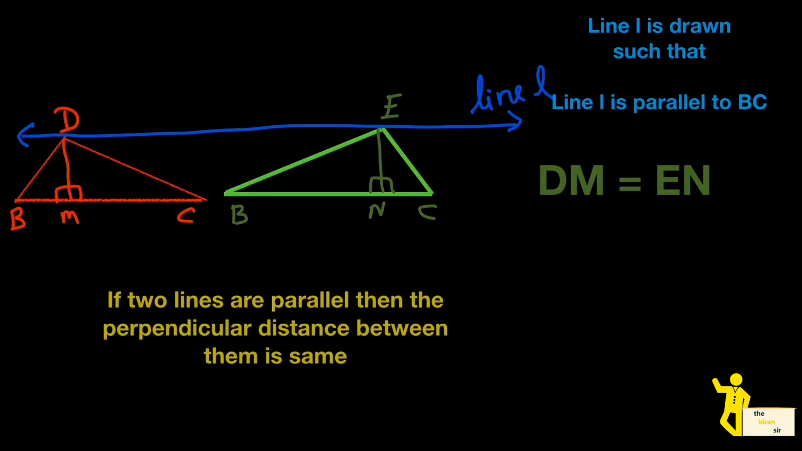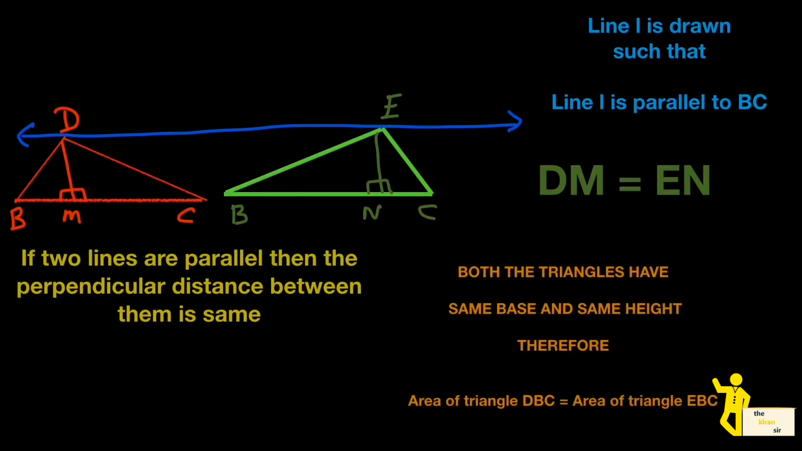We get that DM is equal to EN, because between the two parallel lines the perpendicular distance is always equal. So DM is equal to EN, and BC was always equal to BC. So what do we understand from these two triangles? That they have equal areas. If any two triangles have the same base and same height, then their areas are equal.